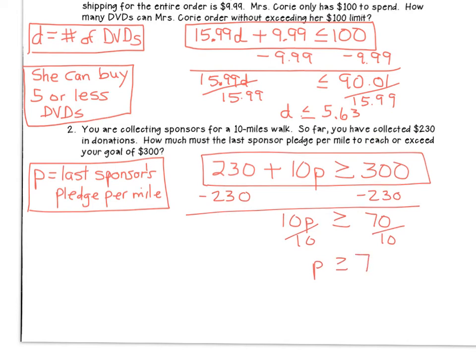Okay, so what did P stand for? The last sponsor's pledge. So what can the sponsor pledge per mile? Well, it says the sponsor can pledge greater than or equal to 7. So the sponsor can pledge at least $7 per mile. So the sponsor needs to pledge at least, I forgot the word at least. So let's fix that. The sponsor needs to pledge at least $7 per mile.